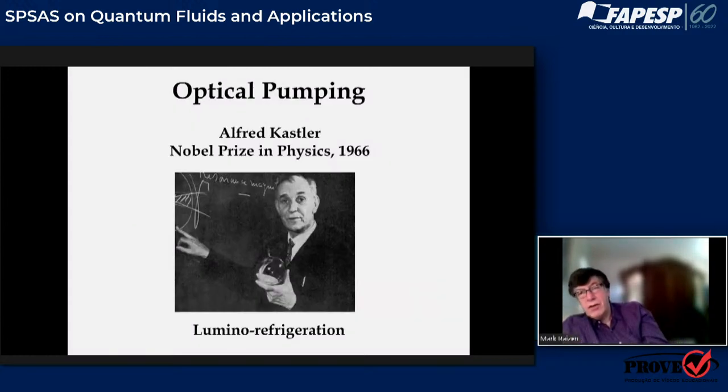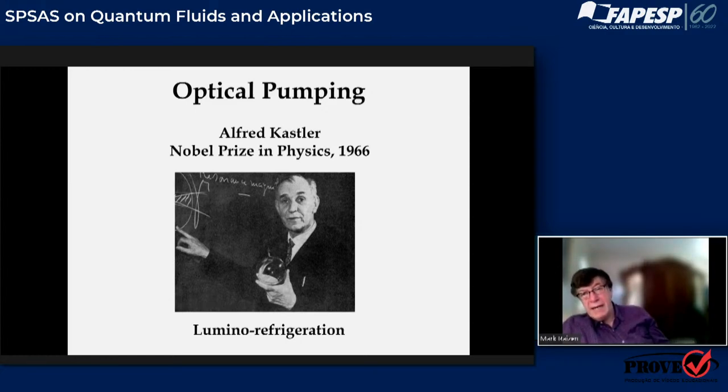So again, there are two ingredients that go into this. And I described one of them yesterday, but if anyone didn't attend my talk yesterday, I'll briefly remind you. The first one is the process of optical pumping, invented by Alfred Kastler, who won the Nobel Prize in Physics in 1966 for this work. He actually called it cooling by light, lumino refrigeration.